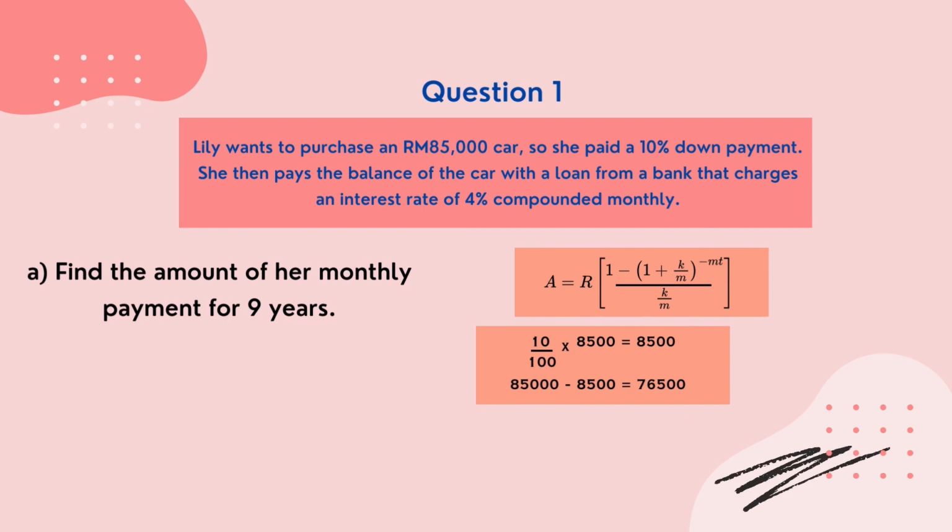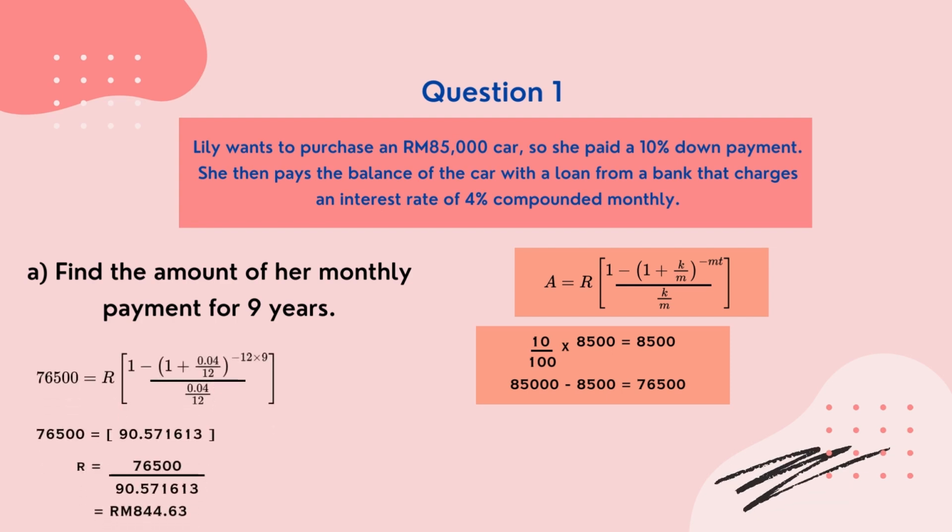So the solution for question A, firstly, we need to find the value of A. It is 10 divided by 100 times 85,000 equals 8,500. Then 85,000 minus 8,500, so we got 76,500. We need to use the present value formula. It is A equals R (1 minus (1 + K/M) to the power of negative MT) divided by K over M.